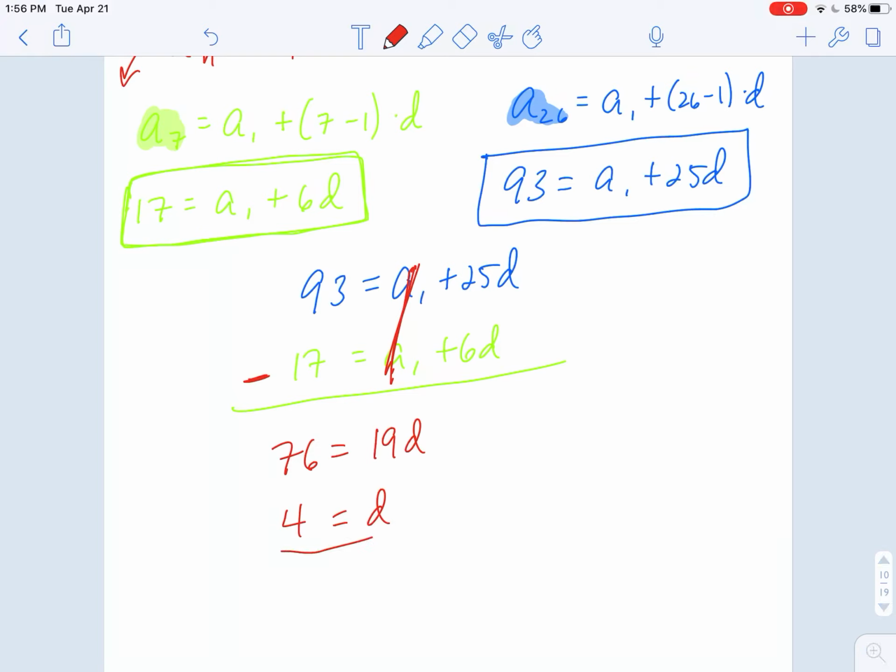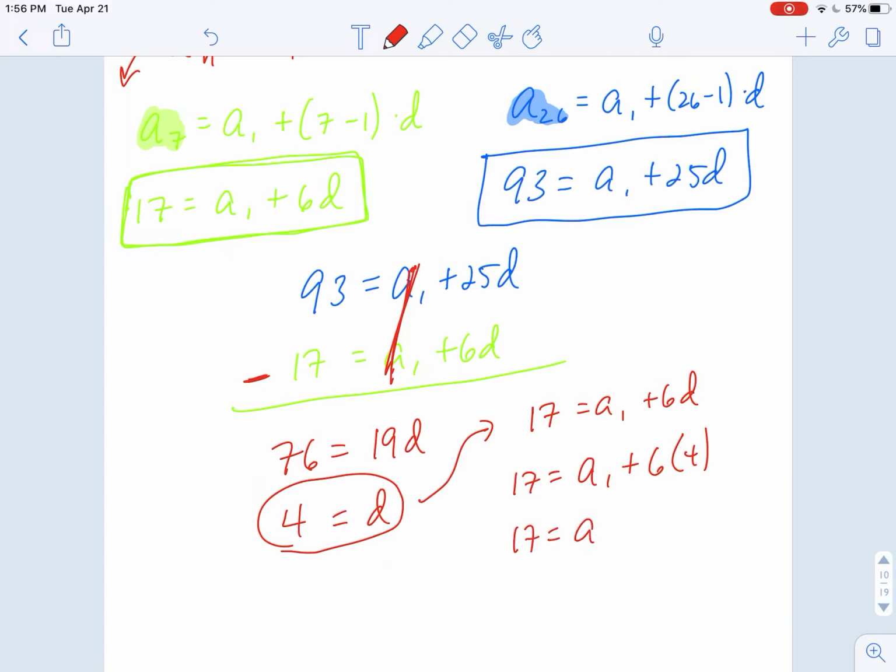Let's take this and plug it into this equation. 17 equals a sub 1 plus 6d. Let's plug it in for d and solve for a sub 1. So 17 is equal to a sub 1 plus 6 times 4. 17 is equal to a sub 1 plus 24. So it looks like the first term is going to be negative 7.